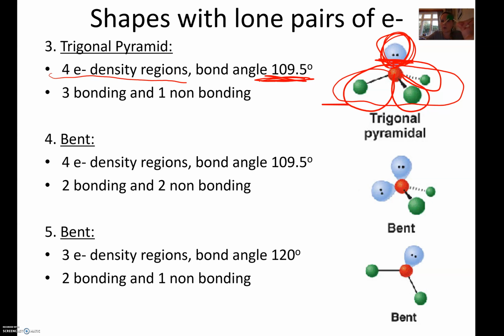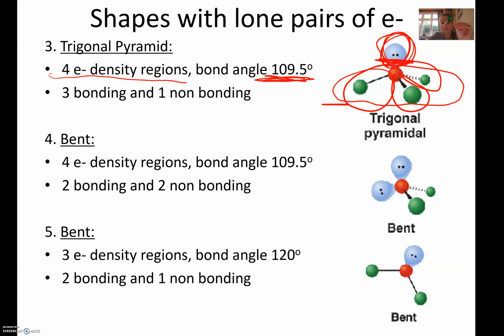So if you've got 4 electron density regions and one of them is a lone pair, we take off the top one there, and that gives us trigonal pyramid. It's called trigonal pyramid because if you put a bit of paper over top of all of these bonds, it would look like a pyramid that had a trigonal base. Perfect. So that's your 4th shape. So now we're going to talk about our 5th shape.